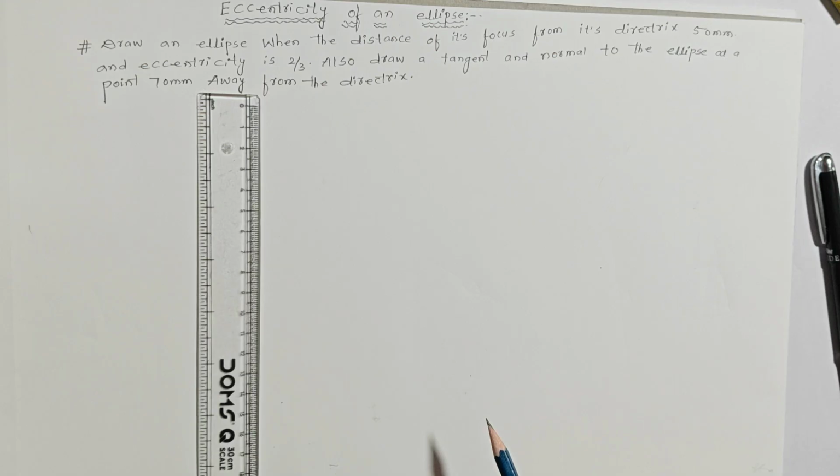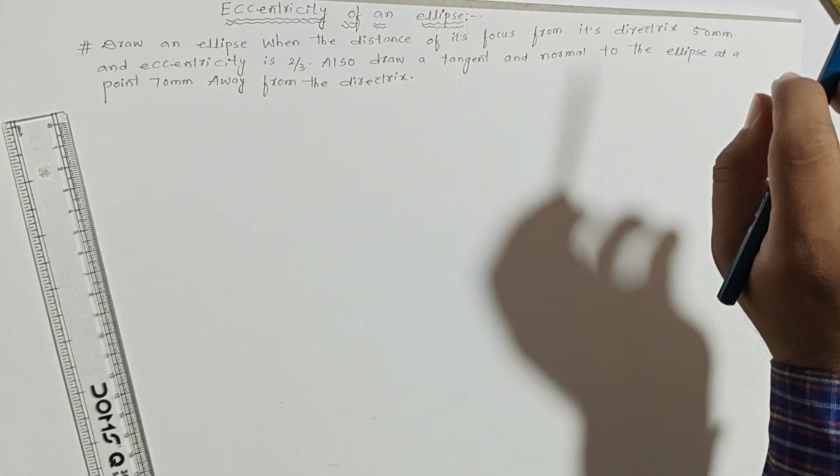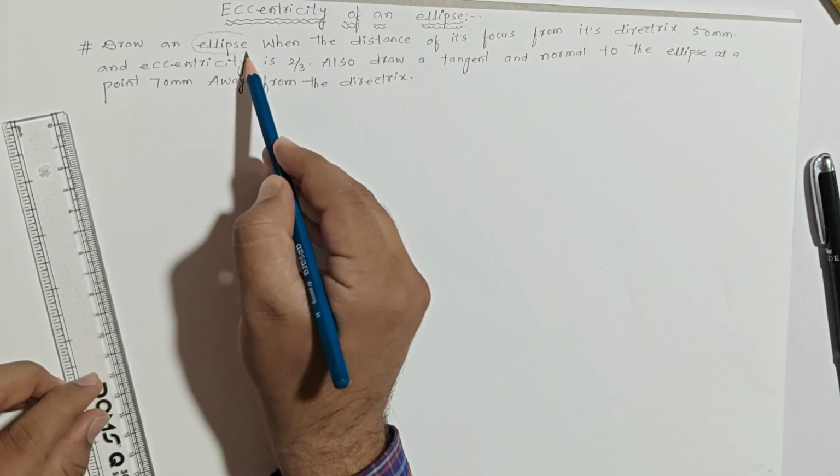Today in these sessions, we are going to discuss the first method of drawing an ellipse. The name of the method is the eccentricity of an ellipse. First, read the question. Draw an ellipse. We need to draw the shape of the ellipse.